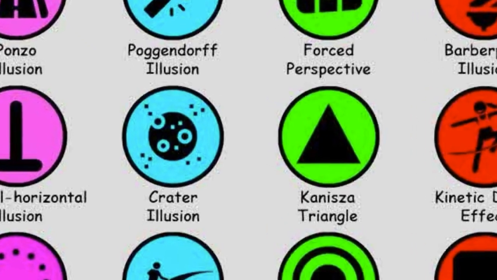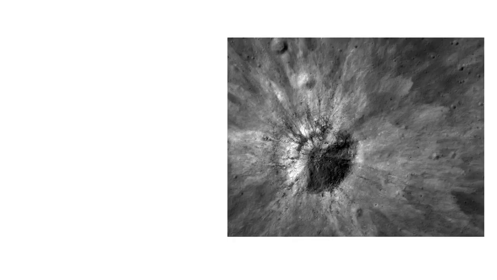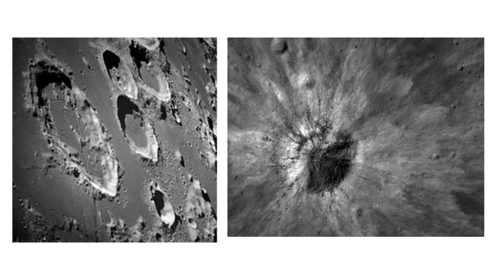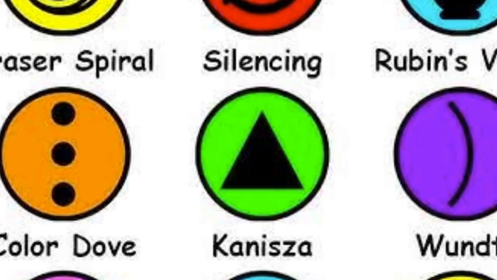Number 20. Crater illusion. Ever seen a crater or hole appear as a mountain? It's all thanks to our brain's interpretation of light and shadows. Our eyes expect light to come from above, so when it doesn't, we perceive depth incorrectly. Optical illusions like this one keep us guessing.